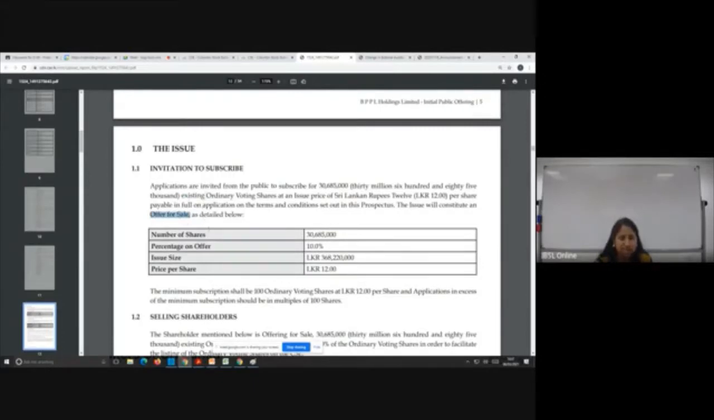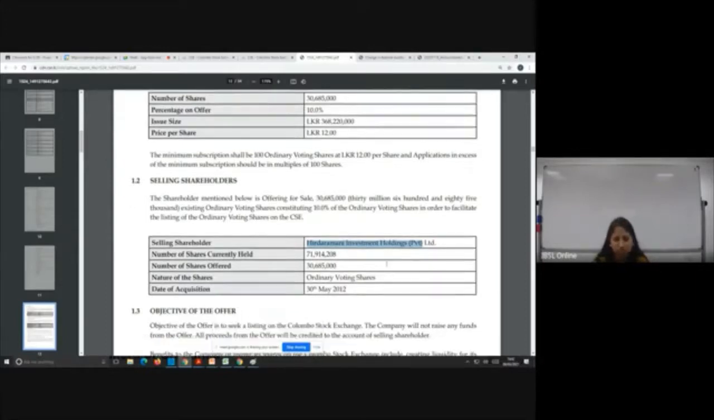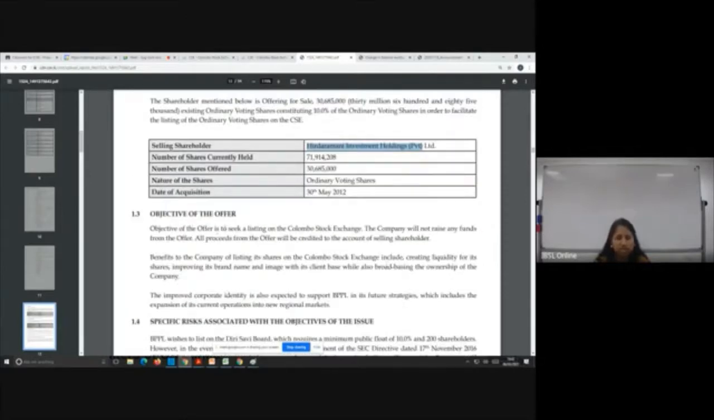Now you want to know who is selling these shares. Selling shareholder. Who is selling? The selling shareholder is this company. They are selling their stake and they are using this as an opportunity to get the company listed in the stock exchange. Okay. The objective of the offer is to seek listing on the stock exchange. The company will not raise any funds from this offer. All proceeds from this offer will be credited to the account of the selling shareholder. Okay, that is how the capital will get routed, which is important.